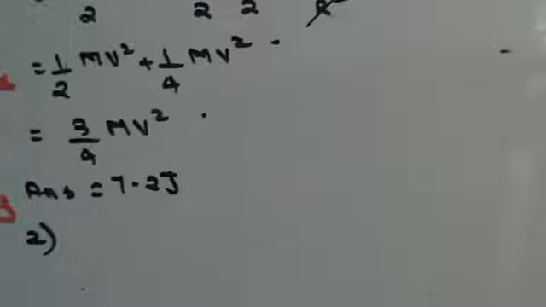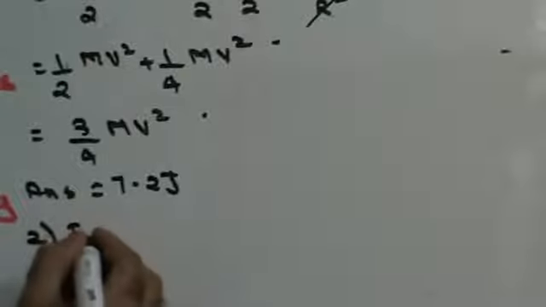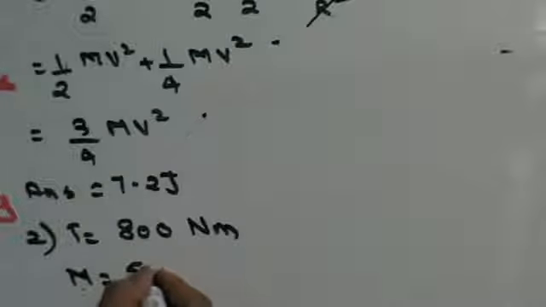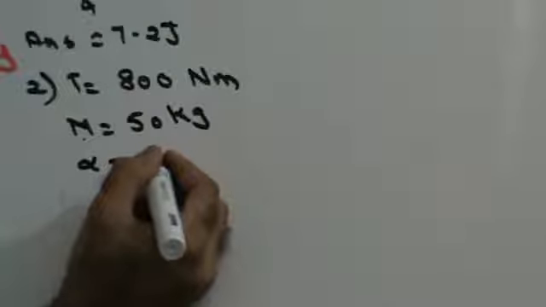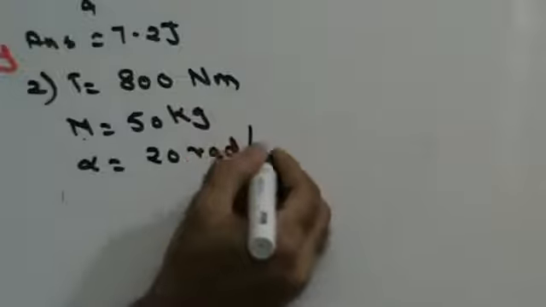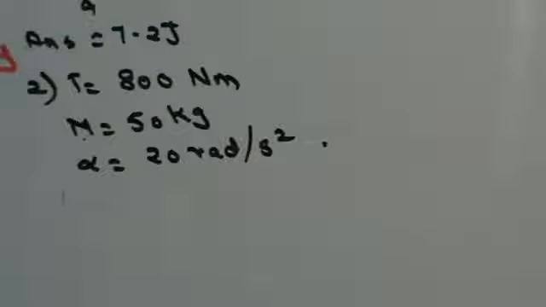Next one please. A torque of magnitude 800 Newton meter acts on a body of mass 50 kgs and produces an angular acceleration of 20 radians per second square. Calculate the moment of inertia of the body and the radius of gyration.